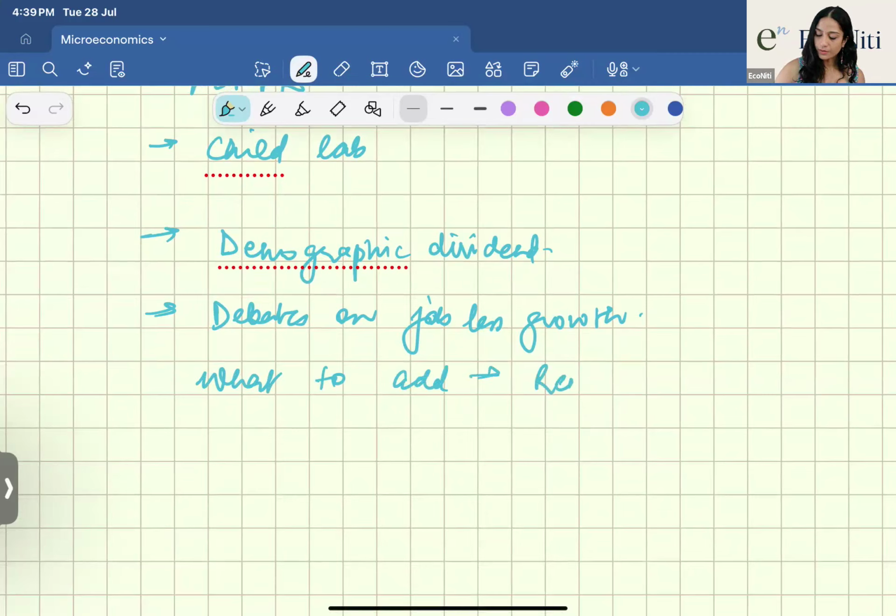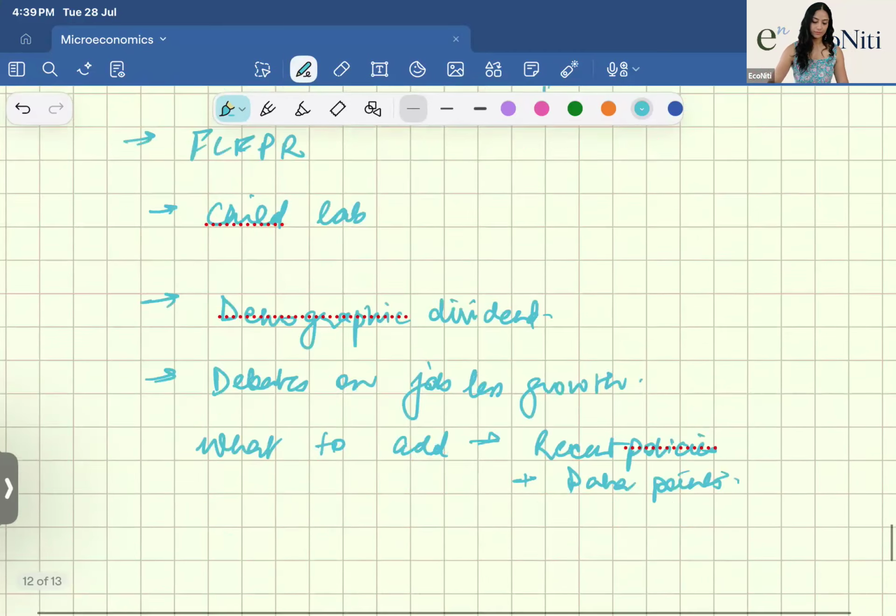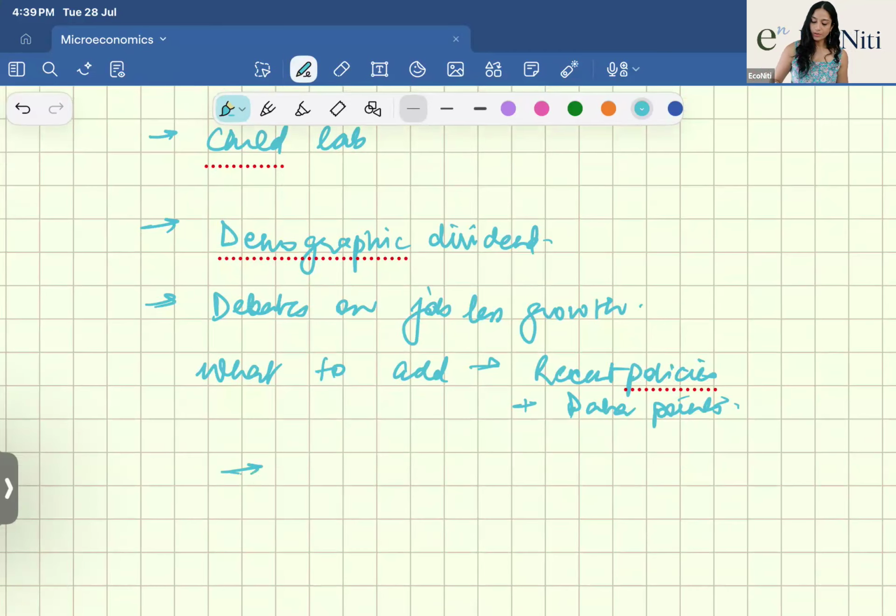दीज आर योर रिसेंट पॉलिसीज प्लस डेटा पॉइंट्स। सो फॉर एनी इंडियन इकोनॉमिक टॉपिक ये सारा तुम्हारा बेस है, स्ट्रक्चर। अब तुम्हें कोई नया इंफॉर्मेशन मिलता है, ठीक है, you get new information.